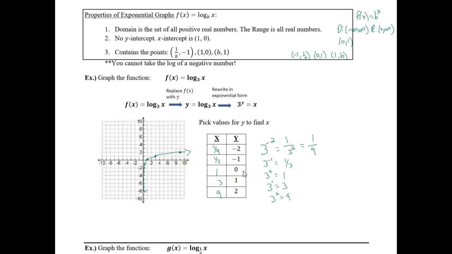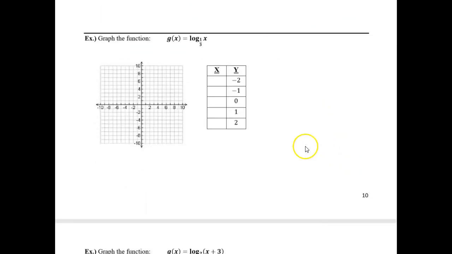And remember our exponential, so this one was log base 3 of x. Our exponential looked like this, and that is 3 to the x power. Notice that they are mirror images across the line y equals x. Because, again, they're inverse functions of each other. Alright, why don't you try this example and see how you do.